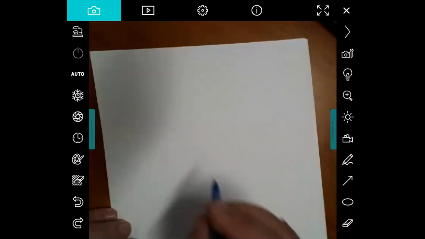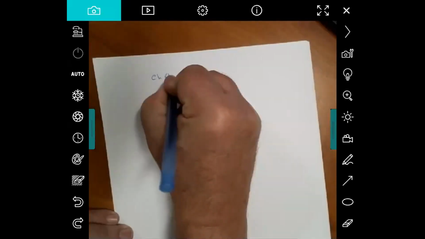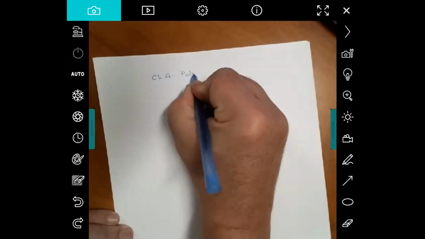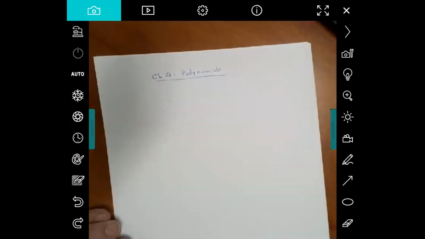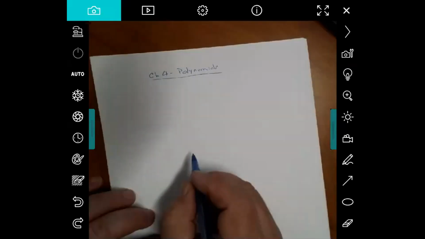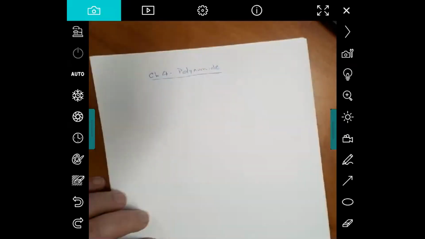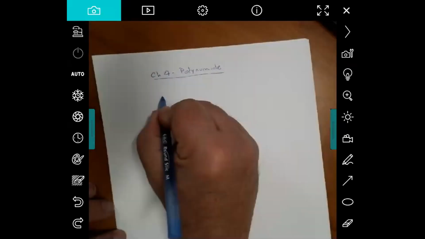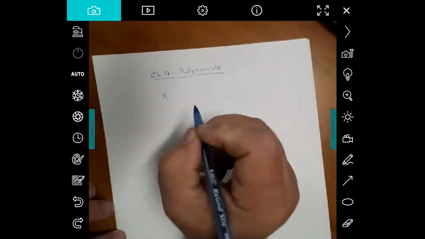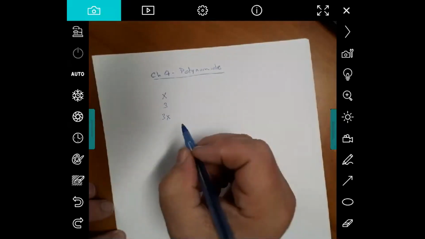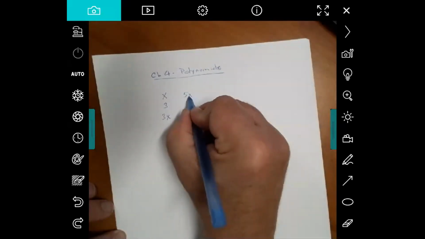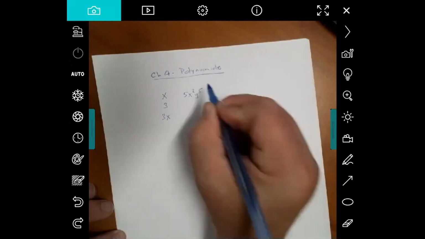Polynomials. Chapter 4. Polynomials and the algebra of polynomials. What is a polynomial? First off, x, 3, 3x, 5x squared, y to the 5th.